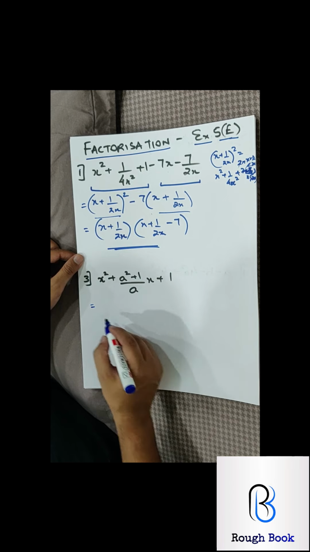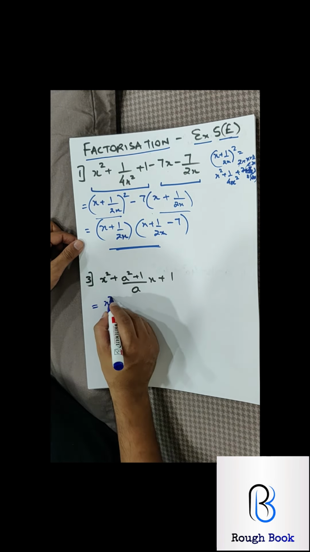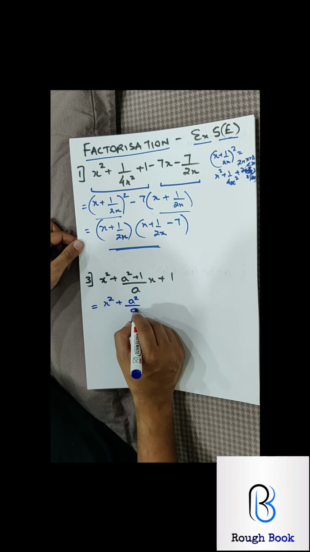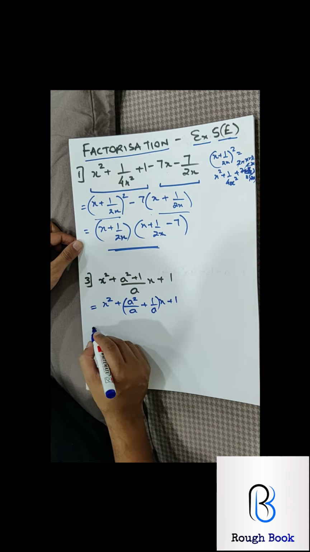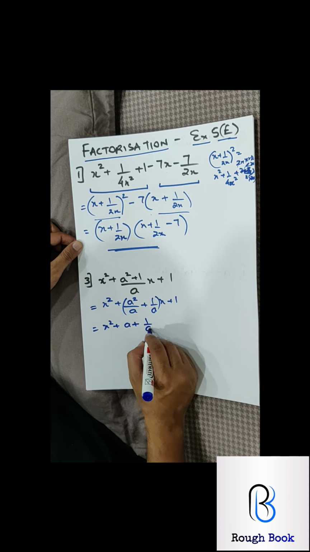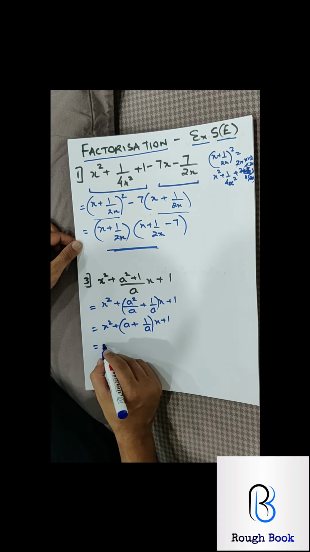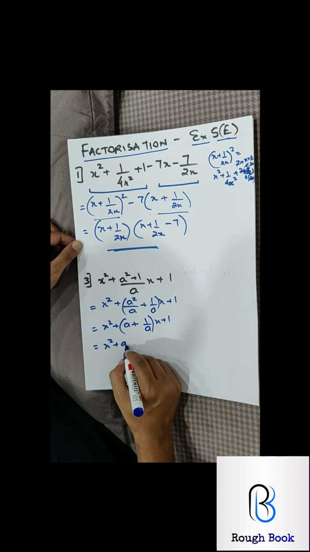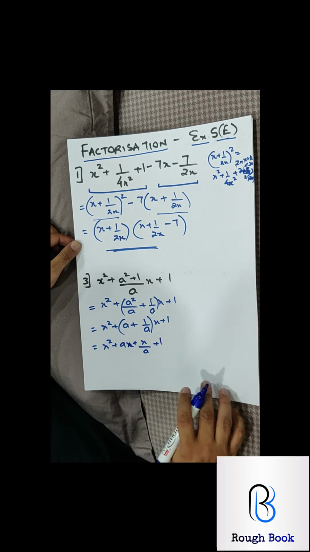Next one slightly tricky. You will need to pay attention. Otherwise you will not be able to go ahead. So better pay attention please. x square. First I am splitting the LCM. So I will get x square. a gets cancelled. So a, 1 by a into x plus 1. So x square, a into x, ax, 1 into x, x by a plus 1.